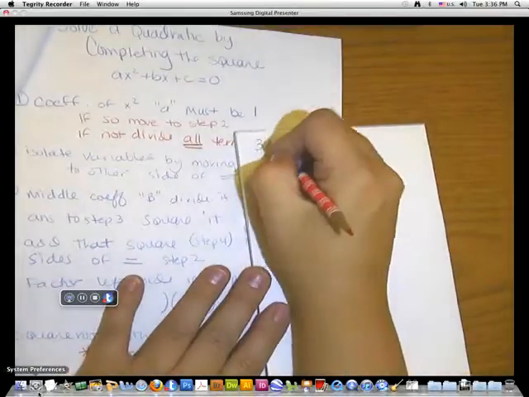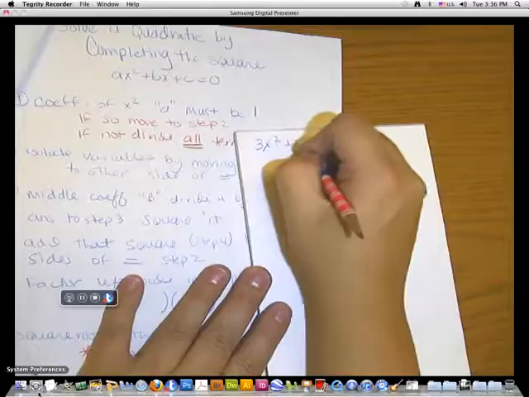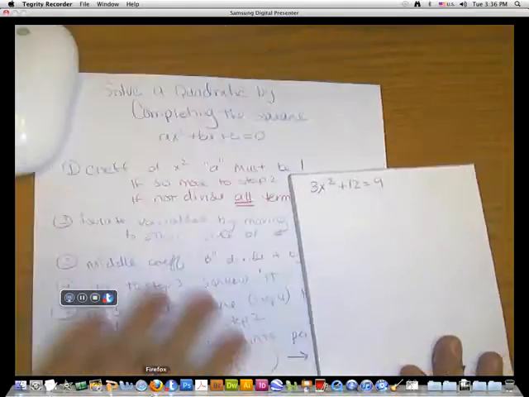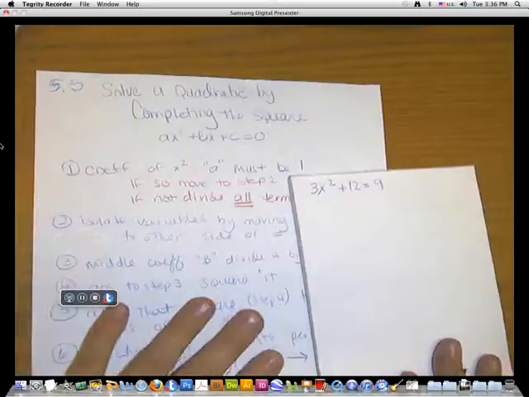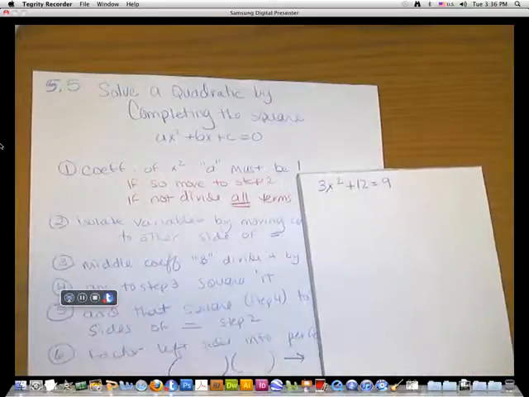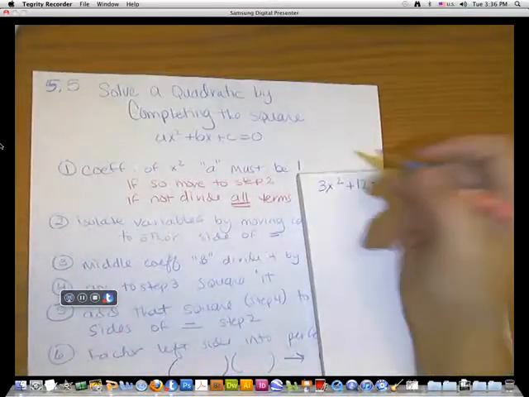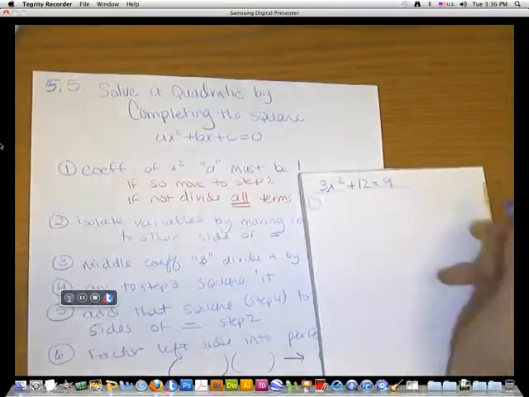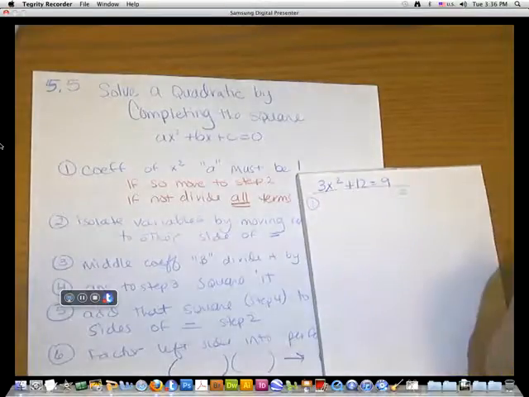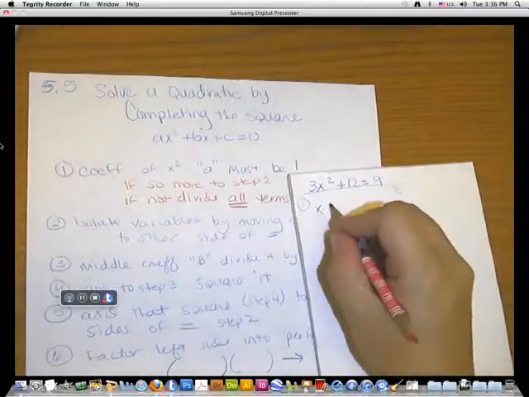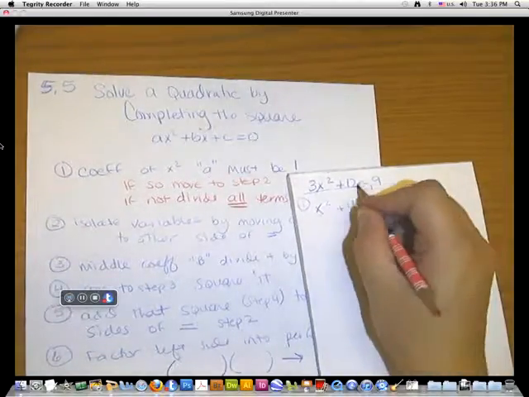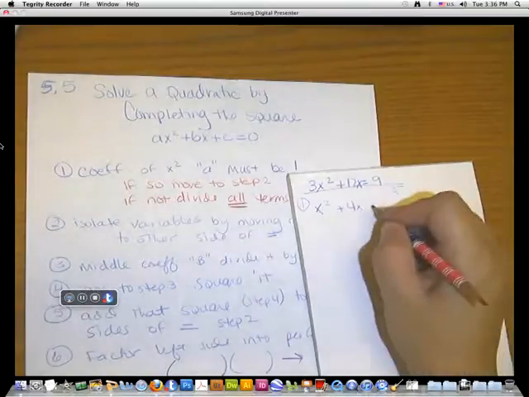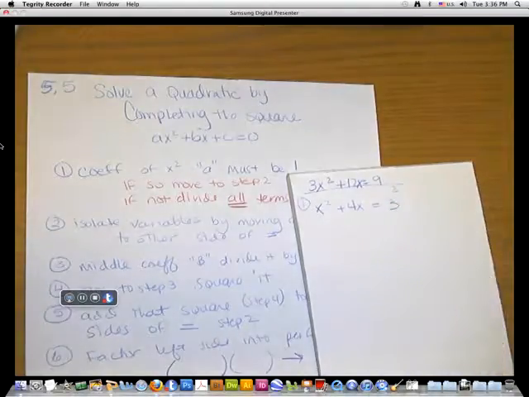All right, we're going to have 3x squared plus 12x equals 9. So our coefficient of x squared must be 1. Step 1 means I need to divide everything by the 3. So I'm going to get x squared plus 4x equals 3.